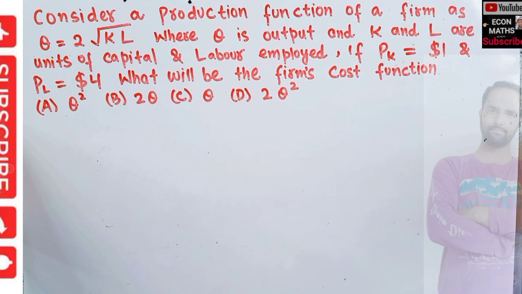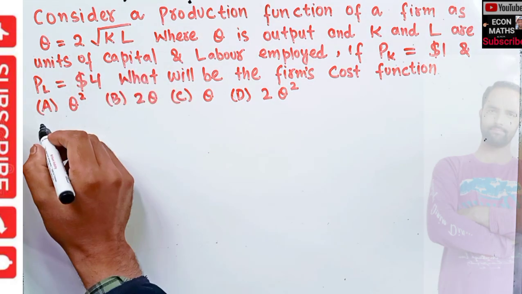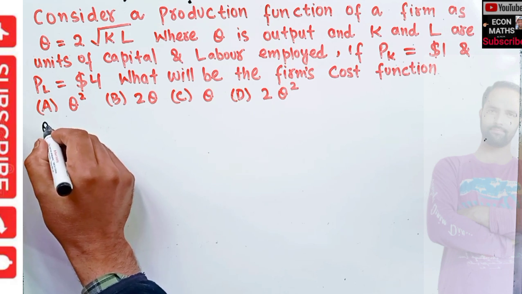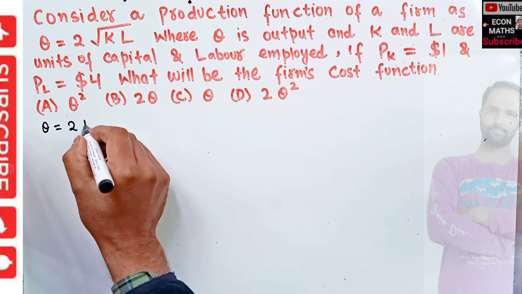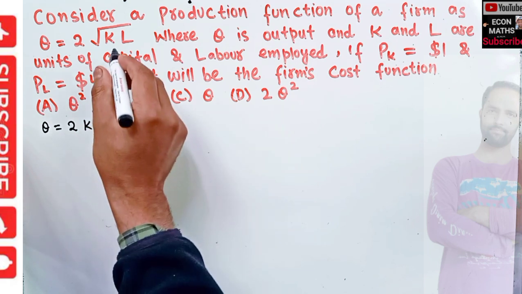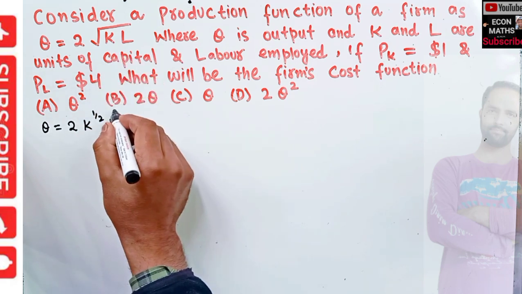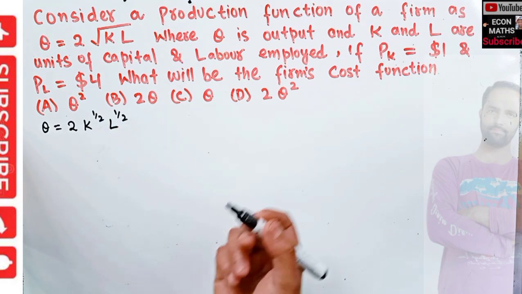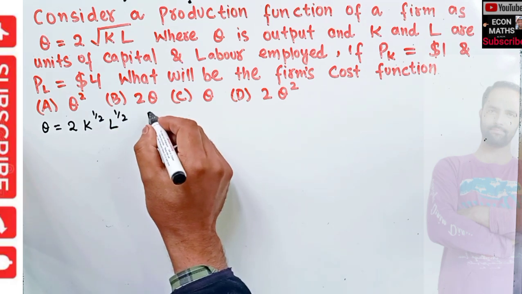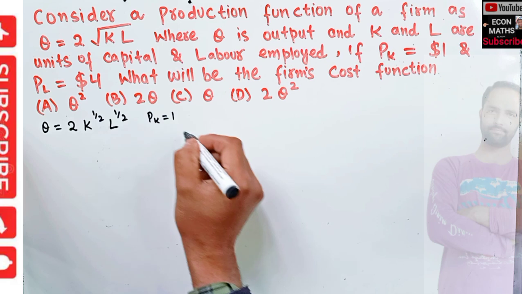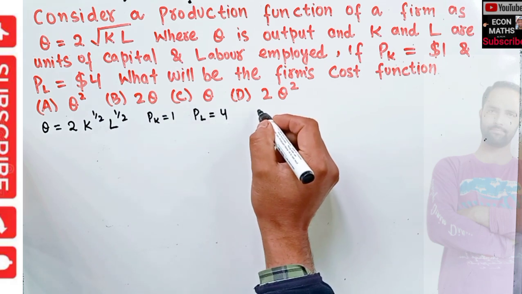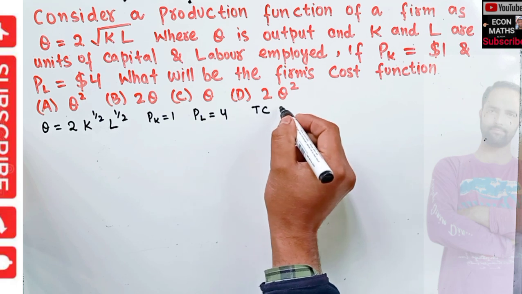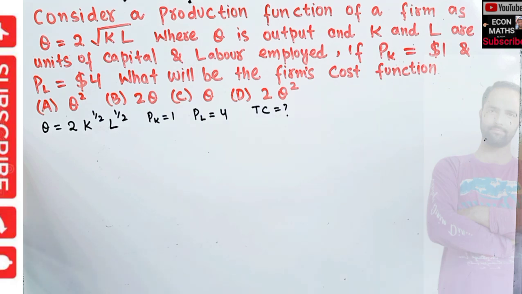Okay, so basically we are being given the production function, and let me write it here. Q is equal to twice K to the power 1 upon 2, we can write it in this fashion, L to the power 1 upon 2. Price of capital is given as $1, price of labor is given as $4. We need to find out the total cost function for this firm.